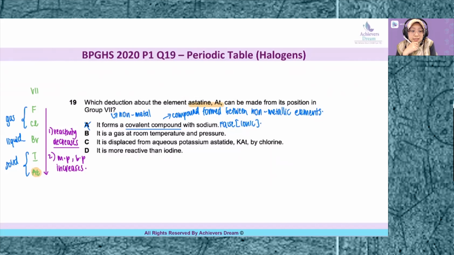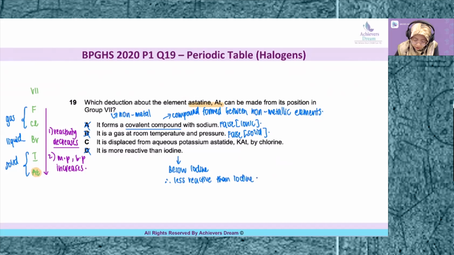Option B: it is a gas at room temperature and pressure. I've already gone through this. Astatine is a solid at room temperature and pressure, so B is false. We look at option D first: it is more reactive than iodine. False. It is below iodine, therefore less reactive than iodine. So D is also false.